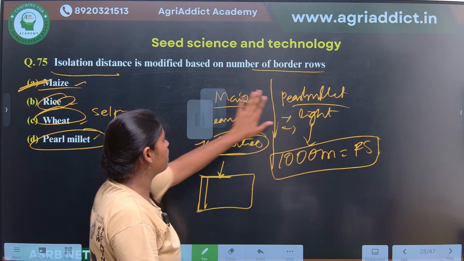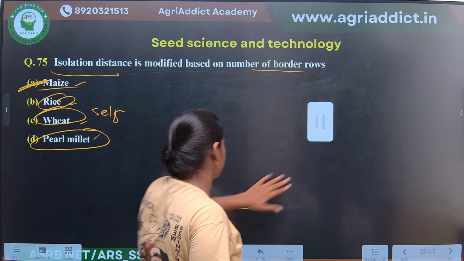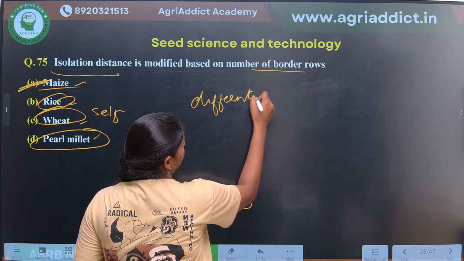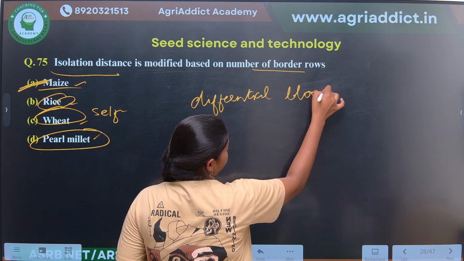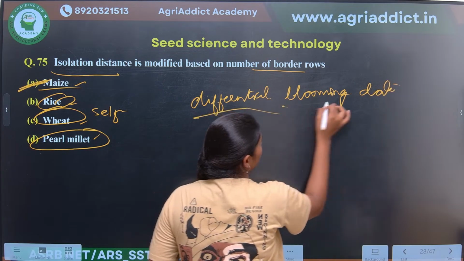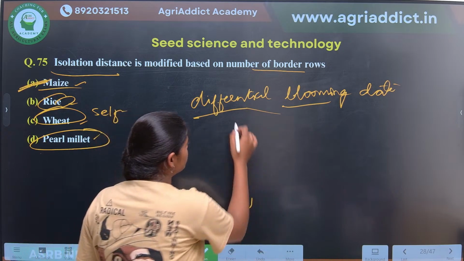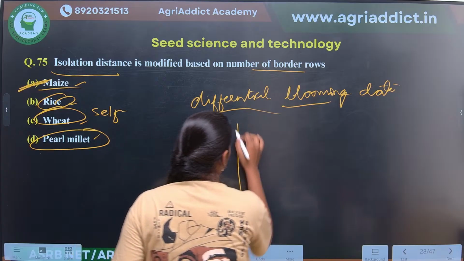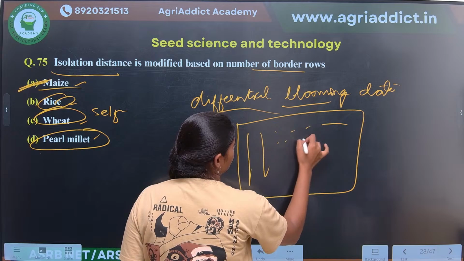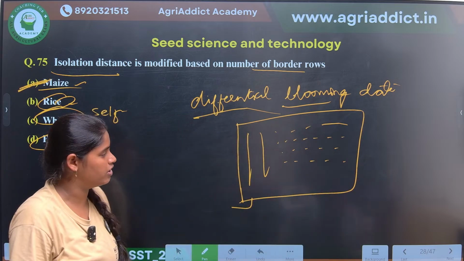So we have one more concept, where the modification of isolation distance is based on the differential blooming dates. The name itself indicates a difference in the bloom, that is flowering. It is done only in maize. What is this differential blooming date? Do you have a field here? How many plants? Then we can follow this to modify the isolation.